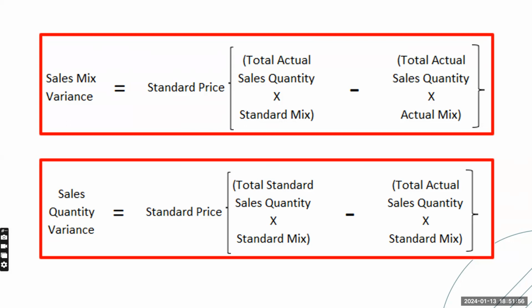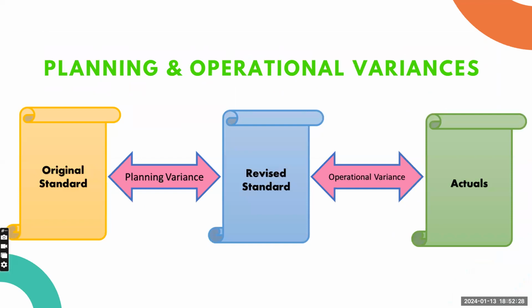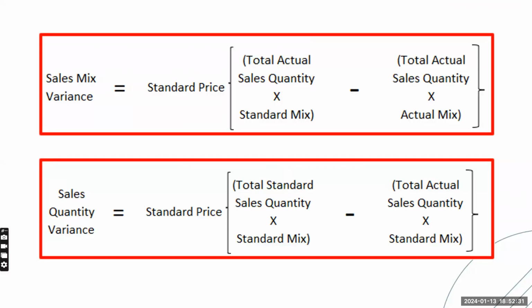Okay. Then standard quantity variance, you take the standard price multiplied by total standard sales quantity on actual production multiplied by standard mix. Okay, and then actual sales quantity into standard mix. And the only difference when it comes to sales margin is that instead of standard price, you take the standard margin. Okay, keep that in mind.